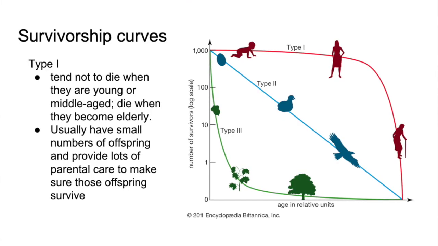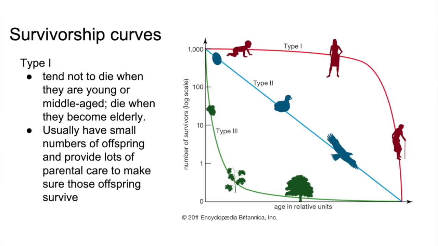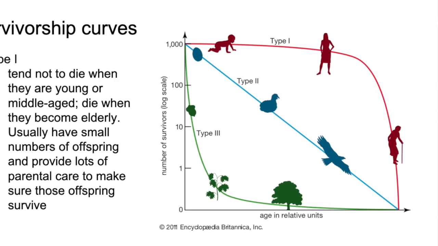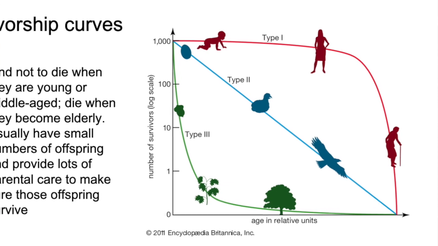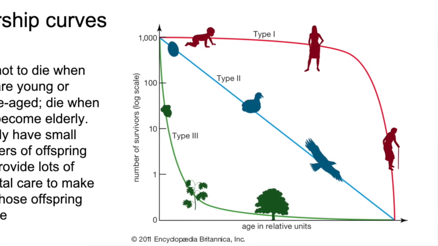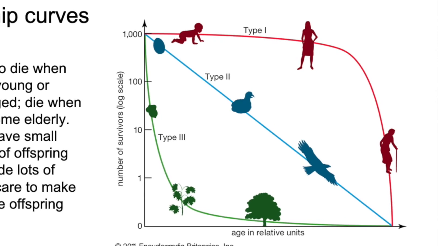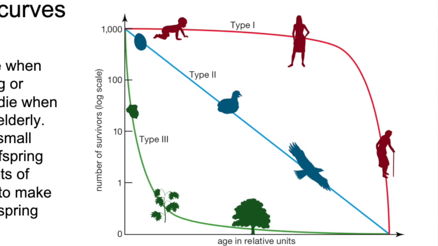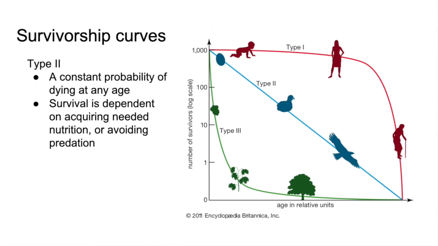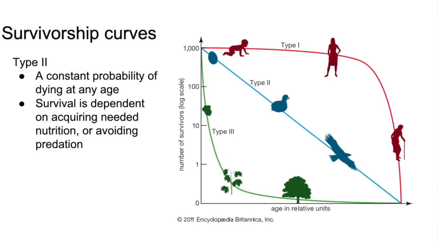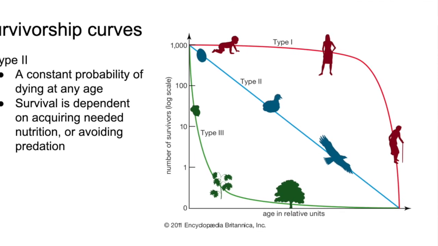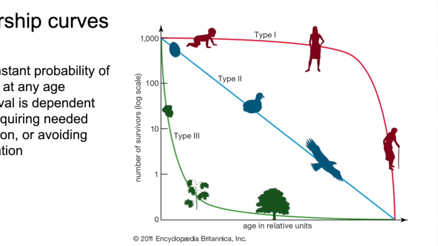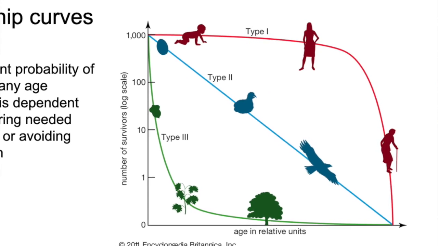For type 1 organisms, as you can see from the graph, they tend not to die when they are young or middle-aged. They die when they become elderly. Humans actually fall under this type. They usually have small numbers of offspring, and they dedicate a lot of resources to provide lots of parental care to ensure that these offspring survive. On the other hand, you have type 2 organisms that have a constant probability of dying at any age. Survival for them is dependent on acquiring needed nutrition or avoiding predation. Birds often fall under type 2.